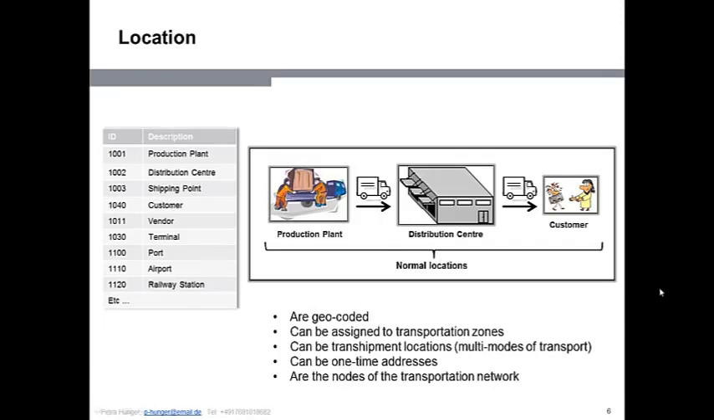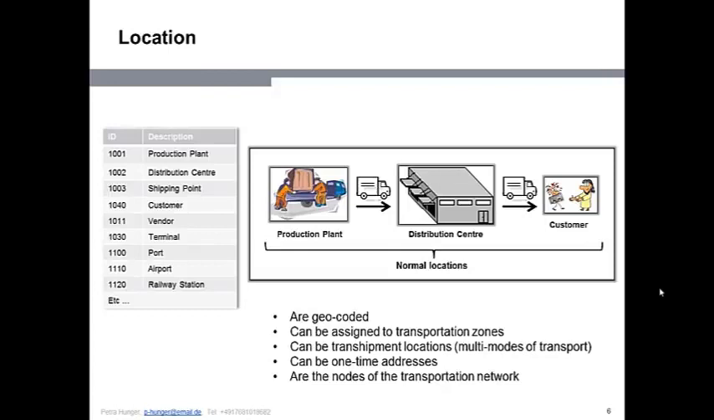Our next subjects are locations. A location can have all types, as shown in the table and more: production plant, distribution center, shipping point, customer, vendor, terminal, port, airport, railway station. They contain geocoding data to enable distance calculation and track and trace, and we will see more about this in later slides. They can be assigned to transportation zones. We will also see more about transportation zones, and this allows planning with different zones using the optimizer.